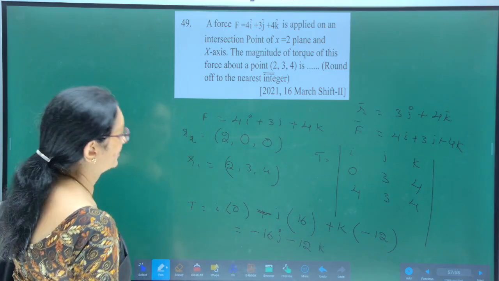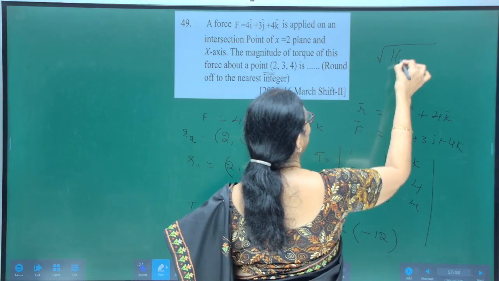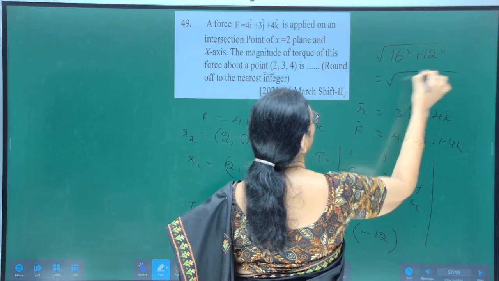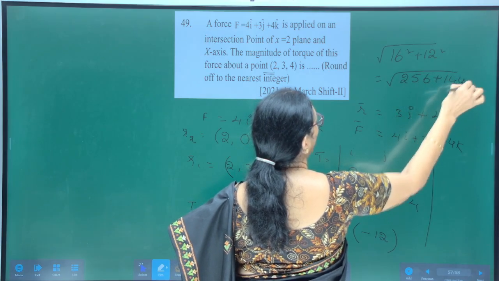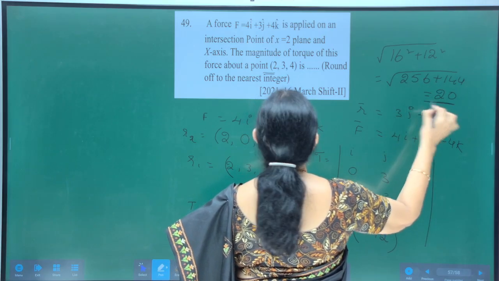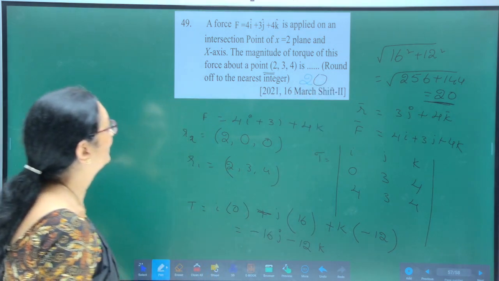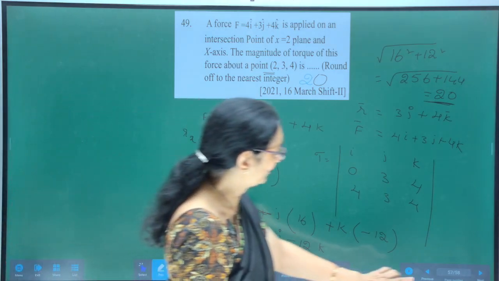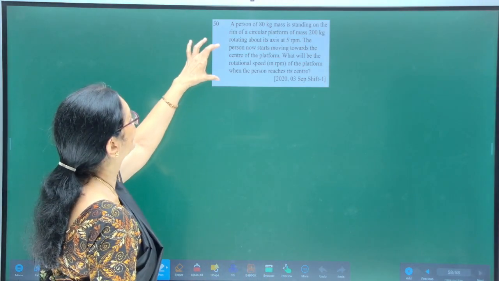You are supposed to find the magnitude. Magnitude is root of 16 square plus 12 square, that is 256 plus 144. This is root 400, that is 20. So the numerical value is 20 here. That is the magnitude of the torque about that point. Okay, move on to the next problem. Last problem for today's class.